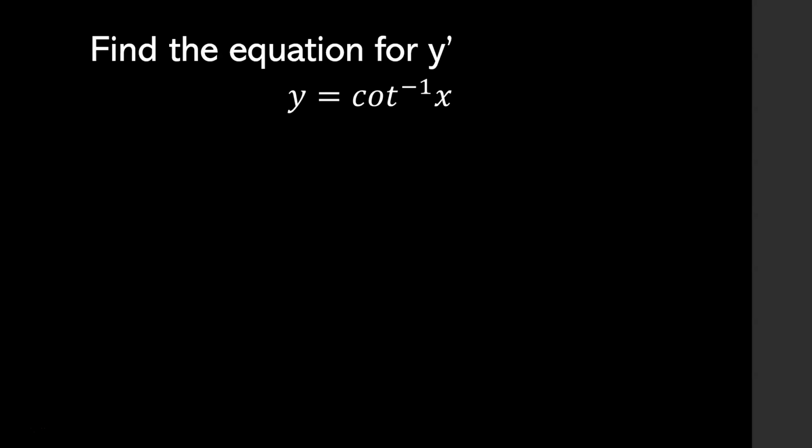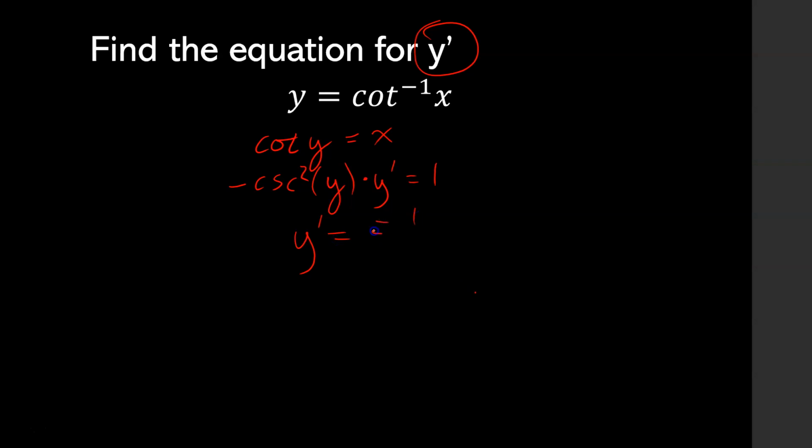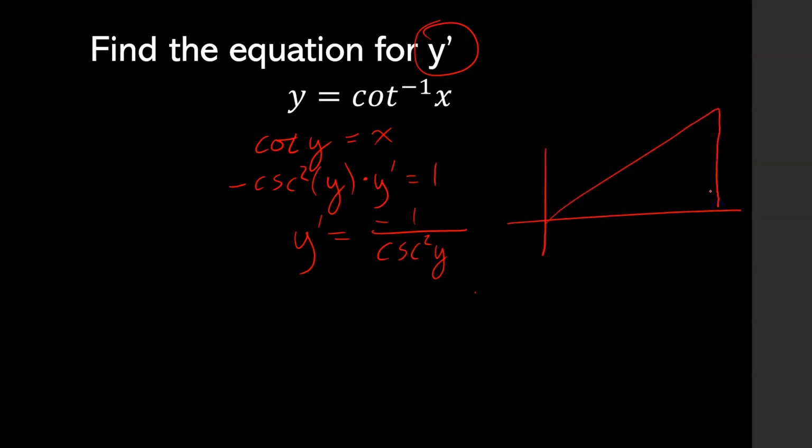Last one. Cotangent of y must be equal to x if y is inverse cotangent of x. The derivative of cotangent is negative cosecant squared, in this case of y, implicitly defined. So we'll multiply by y prime, and the derivative of x is 1. y prime is negative 1 over cosecant squared y. Did you find the pattern yet? If you look back, you're going to find a pattern. I'll try to help you out there in a second.